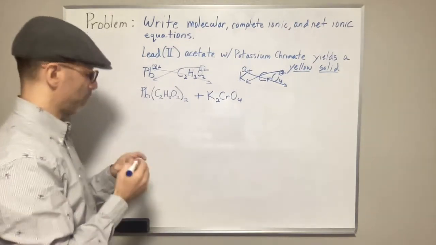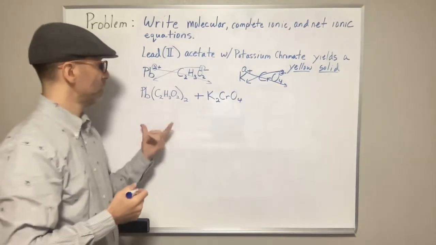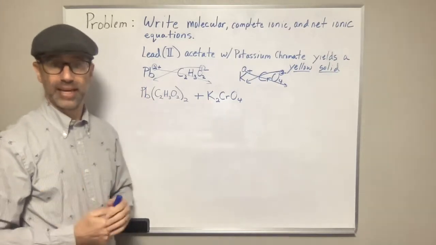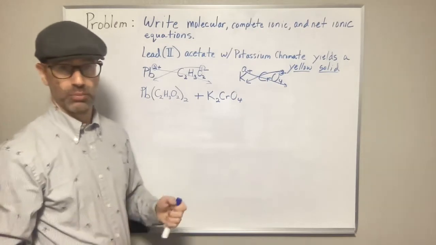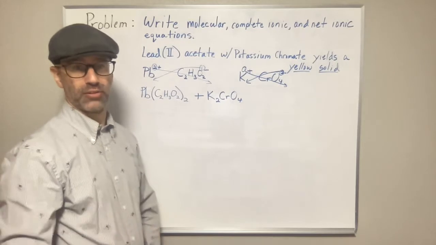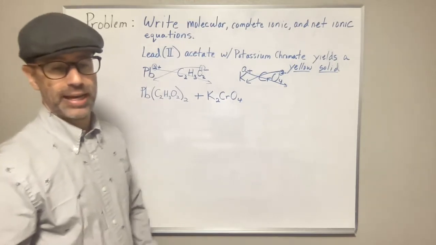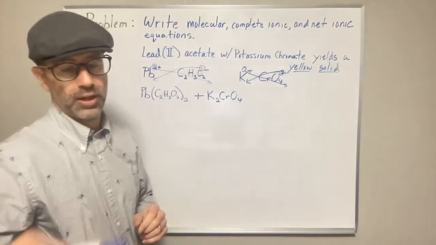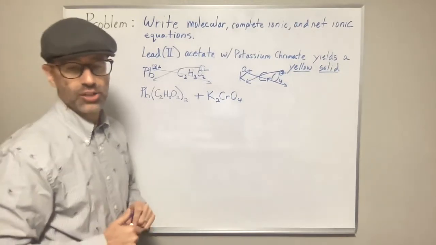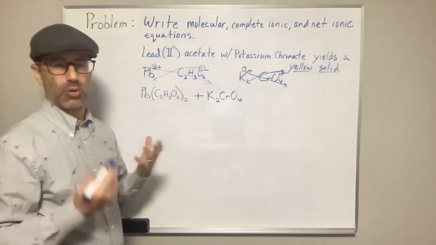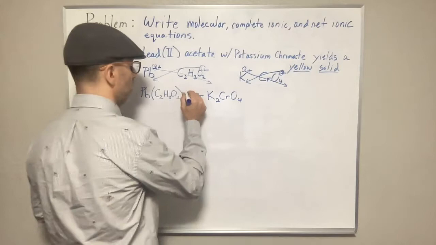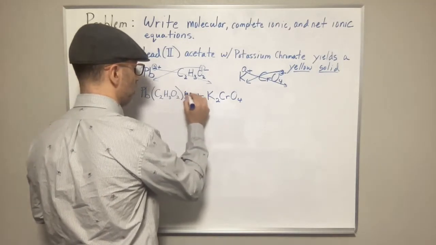All right, so now I have my substances. We should figure out what state they're in. Are they soluble or insoluble? Usually the reactants are going to be soluble or aqueous, but let's just check it out. So in your formulas, it says that acetates are soluble. So there's no exception to the acetate. So if you have an acetate, it's soluble. So that's aqueous. So we're going to write aqueous here.